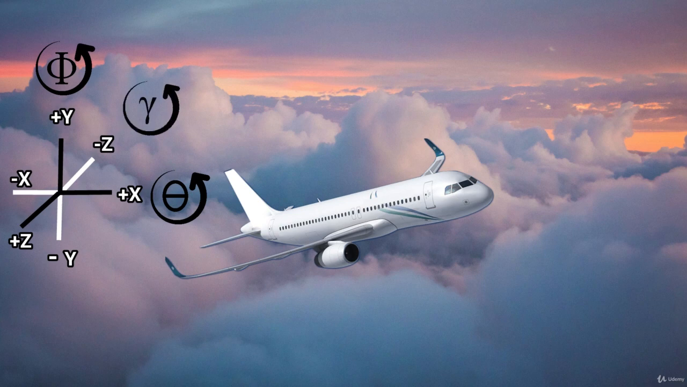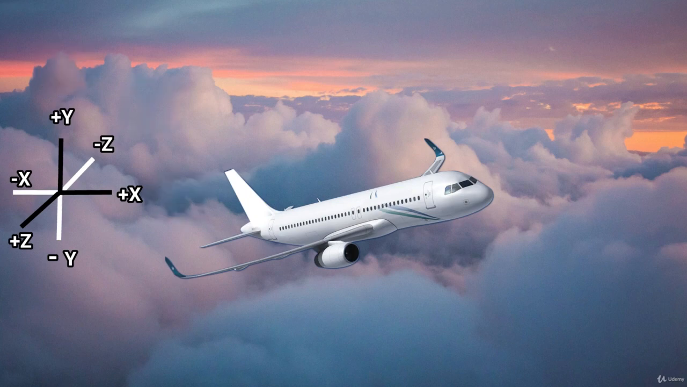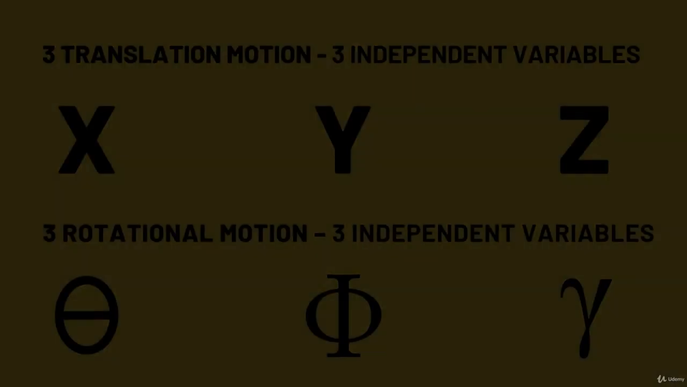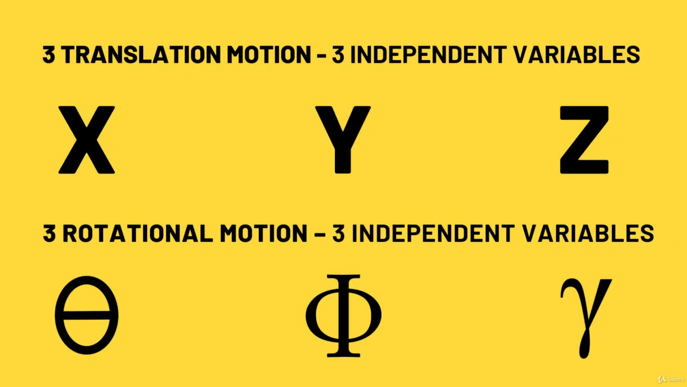angular rotation about z-axis. So altogether, there are 3 translational motions and 3 rotational motions about the x, y and z axes respectively. The 3 translational motions have 3 independent variables x, y and z, whereas the 3 rotational motions have 3 independent variables theta, phi and gamma.